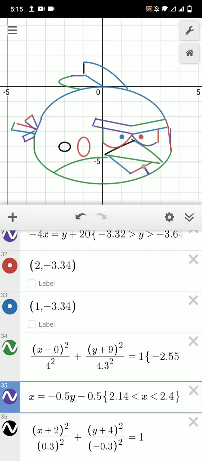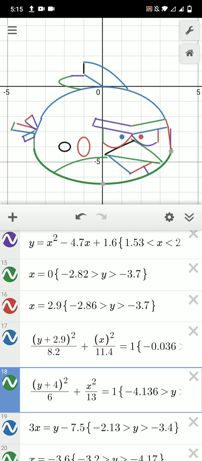And lastly, this function here is also a linear equation that connects these two functions. It is x = -0.5y - 0.5, with the domain of x greater than 2.14 but less than 2.4. And that's all. Thank you for watching.